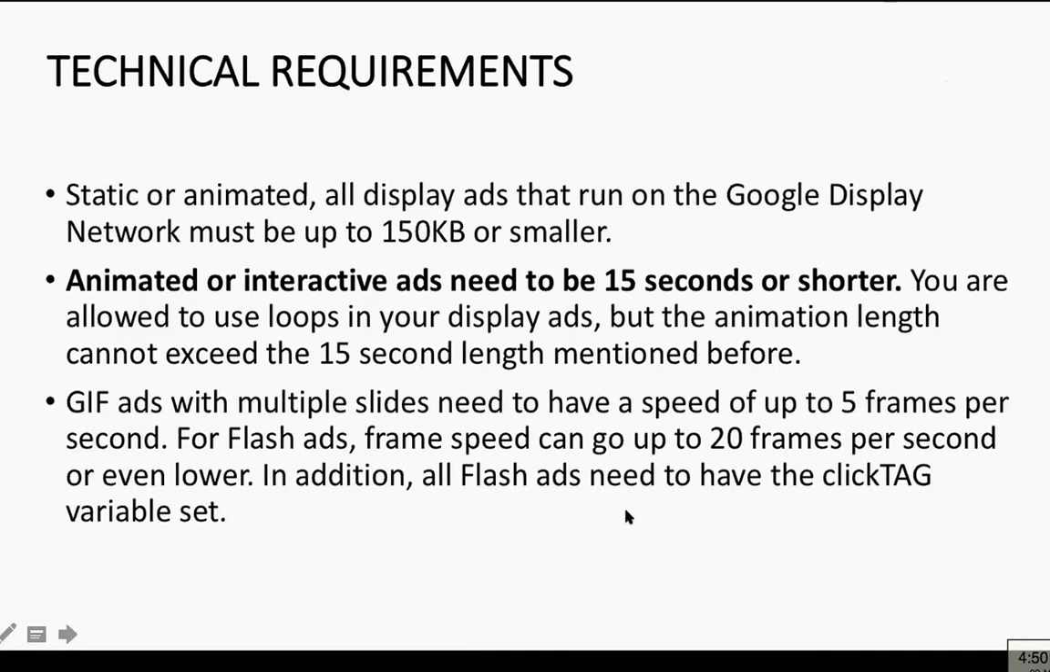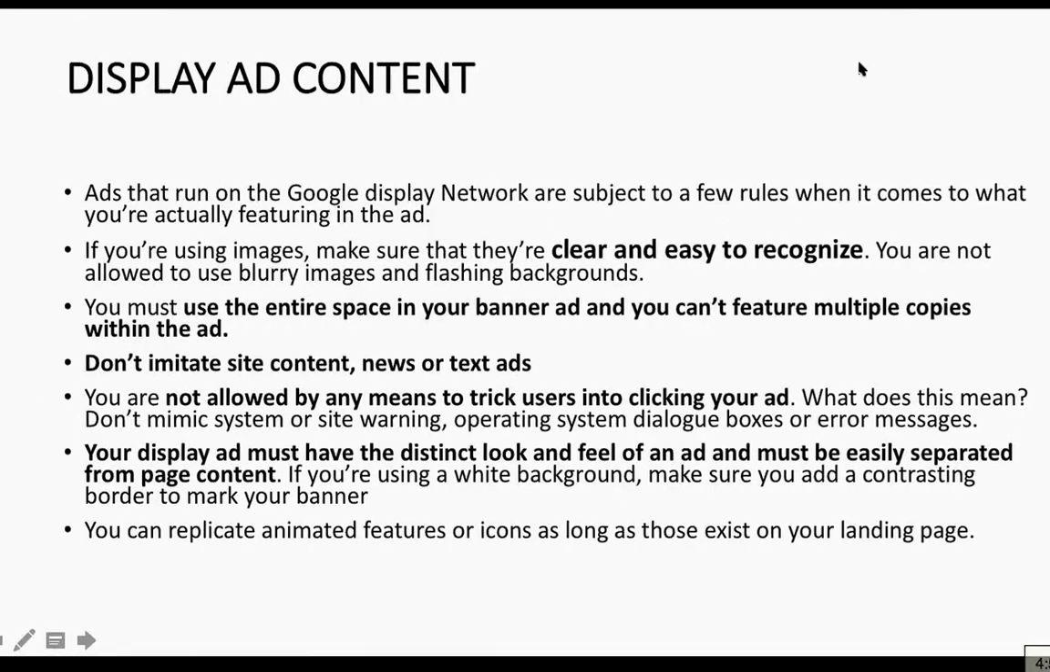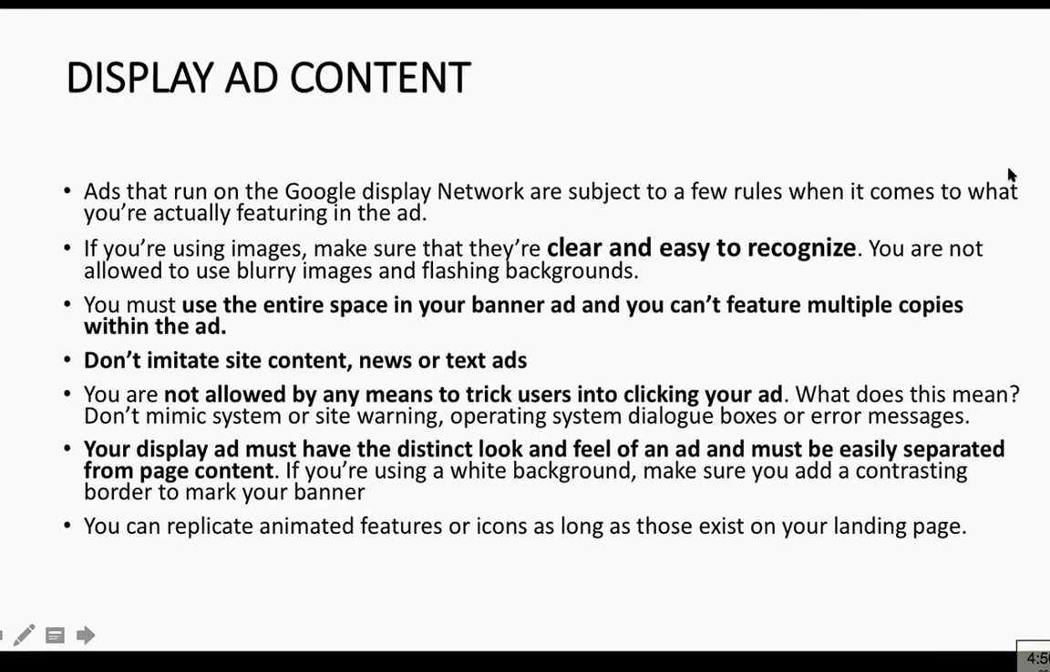Now, again, like I said, you just really need to know all these, but the best thing to go ahead with is to take the help of the Google Display Builder tool, which we did a while back. In terms of the content, guys, ads that run on Google Display Networks are subject to a few rules when it comes to what you are actually featuring in the ad. If you're using images, make sure that they are clear, they're not blurred, they're easy to recognize, and you're not allowed to use, like I said, blurry and flashing backgrounds, not allowed. You must use the entire space in your banner ad, and you can't feature multiple copies within the ad, guys. That's not allowed. And don't imitate site content, user or text ads.